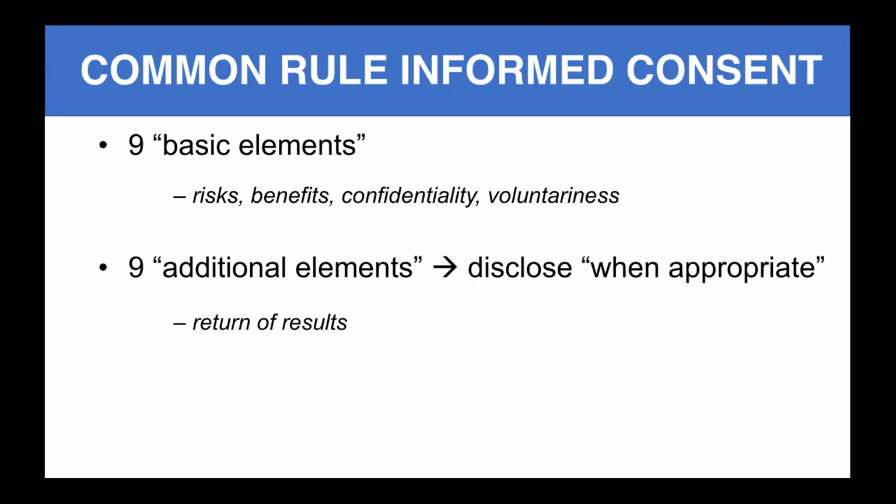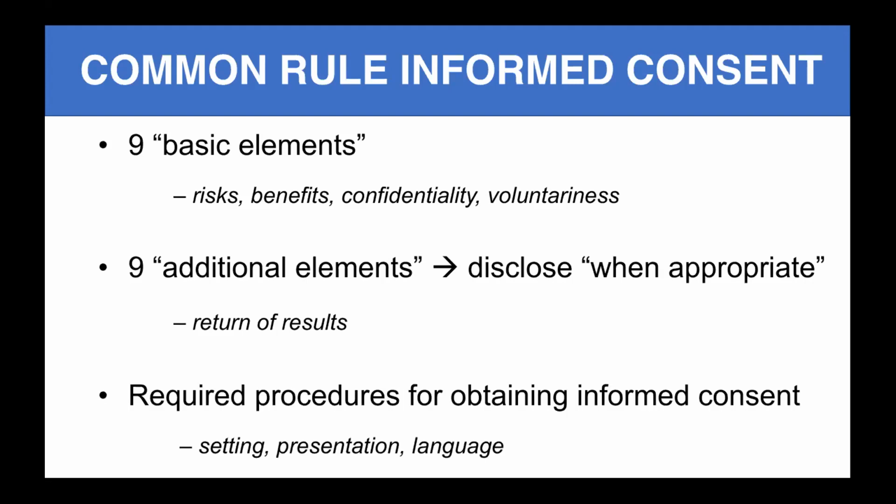The Common Rule also specifies how researchers are required to go about obtaining consent. So the information I just mentioned has to be provided in a language that's understandable to the participants. It must be presented in a manner intended to maximize their understanding. So bullet point lists of facts are specifically discouraged. And in addition, this information has to be provided in a setting that allows potential participants to ask questions and otherwise minimizes the possibility of their coercion.